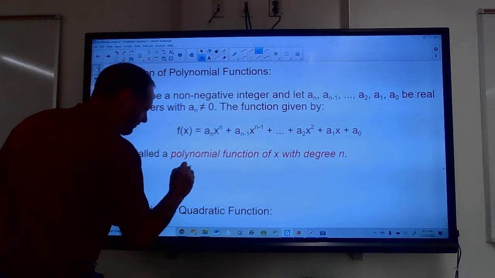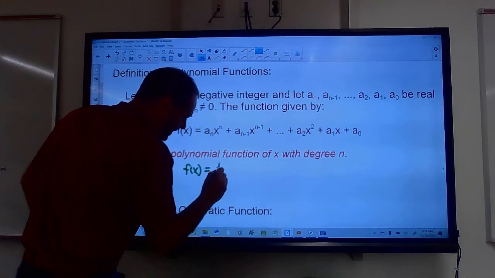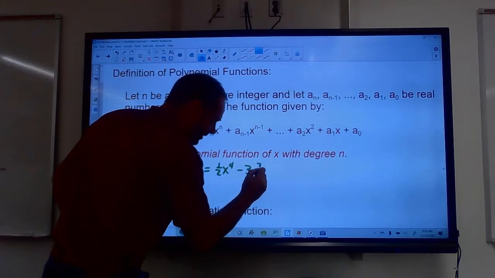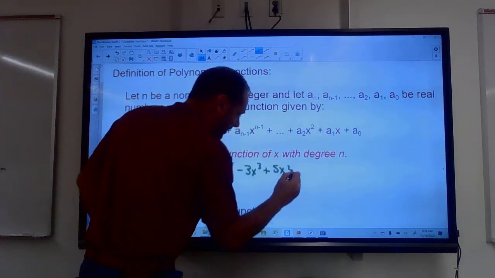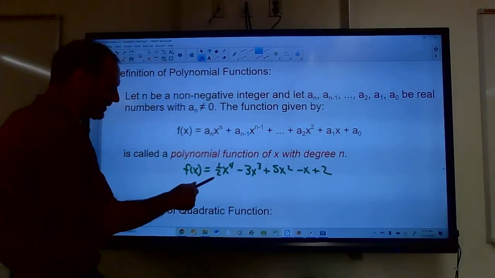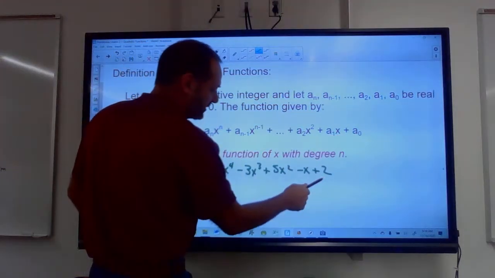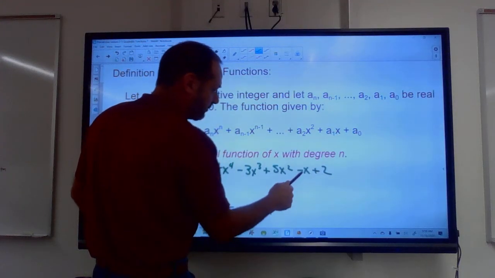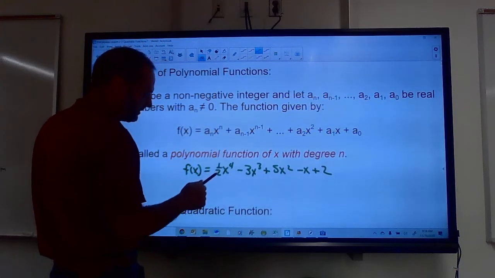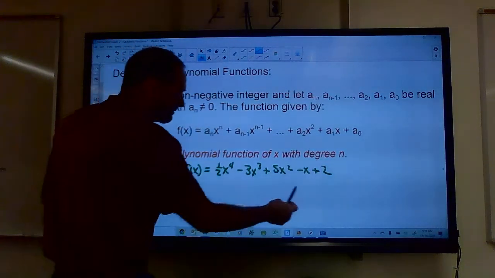A function f of x is, I don't know, 1/2 x to the 4th minus 3x to the 3rd plus 5x squared minus x plus 2. Okay, so here's your a sub n, in this case the leading coefficient. Here's your a sub 0, that's the constant. A sub 1 would be negative 1. A sub 2 would be 5. A sub 3 would be negative 3. A sub 4 would be 1/2. Okay, so this is a polynomial.